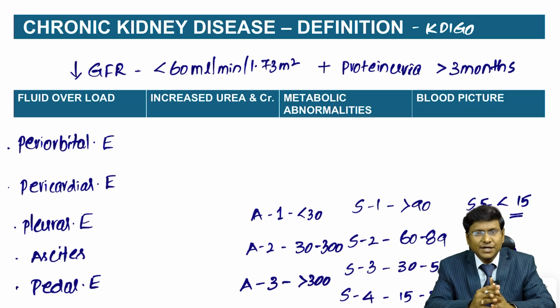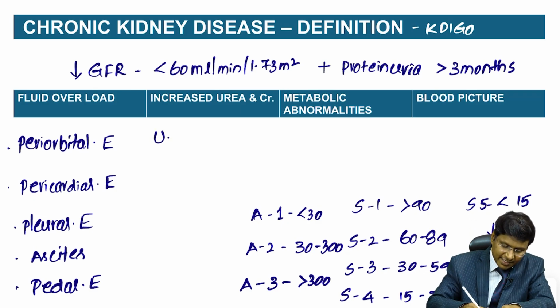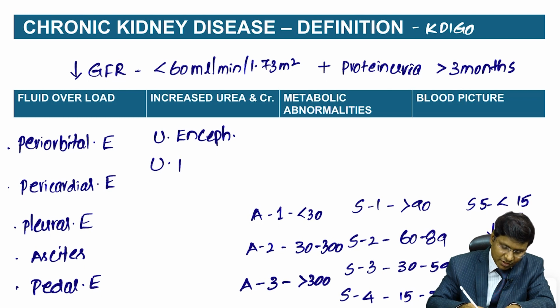Then due to increase in urea and creatinine, urea will cross the blood-brain barrier and accumulate within the brain, resulting in uremic encephalopathy. Urea will also accumulate in the pericardium, resulting in uremic pericarditis.